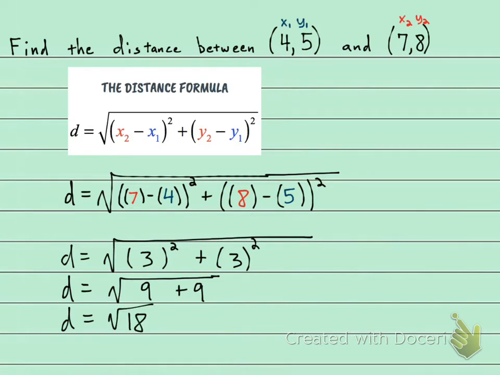Now, this square root can be simplified. Okay, and if you're not too familiar with it, you can look up simplifying radicals. You need to know the perfect square that goes into 18, and it's 9. So this is like saying the square root of 9 times the square root of 2. And we know what the square root of 9 is. It's just 3. So the simplified form of square root of 18 is 3 square root of 2, and that's how they're going to want the answer.